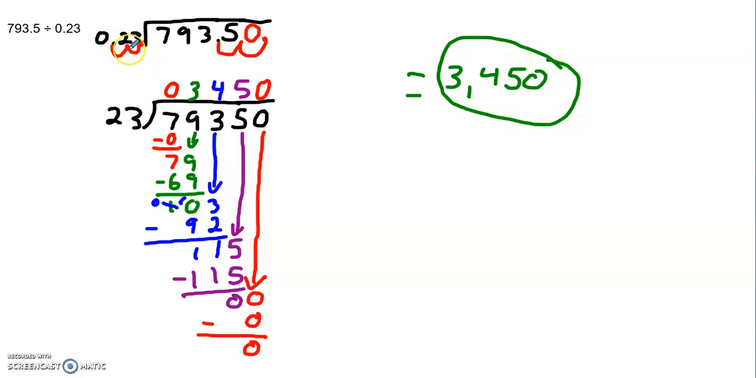So remember, we're just moving the decimal twice here, so I must move it twice here. Remember, the number of times I move it here, I have to move it the same number here. I want you to pause the video now, write down our equation, our expression, all of our work, and our final answer in our notebooks.